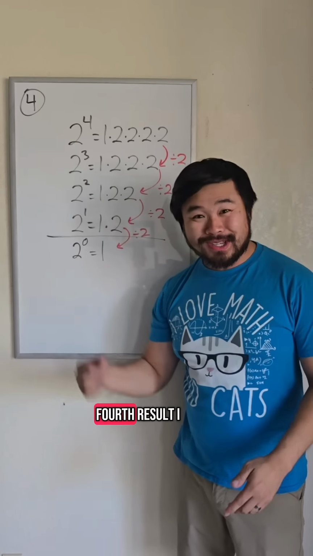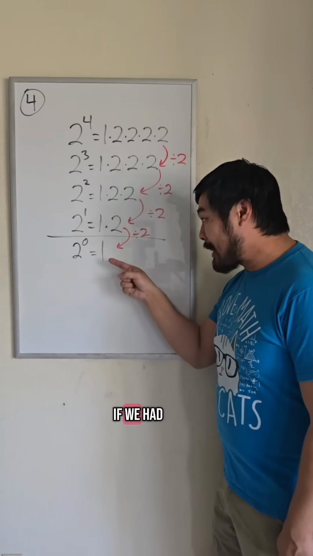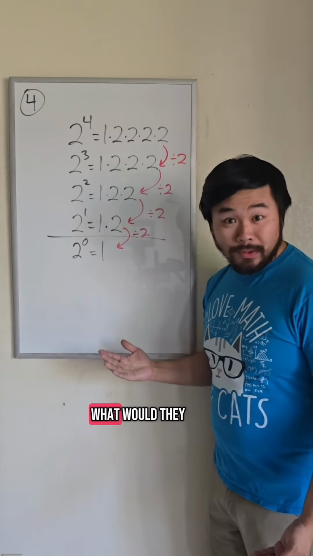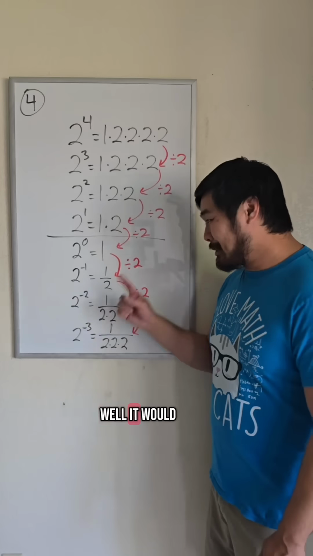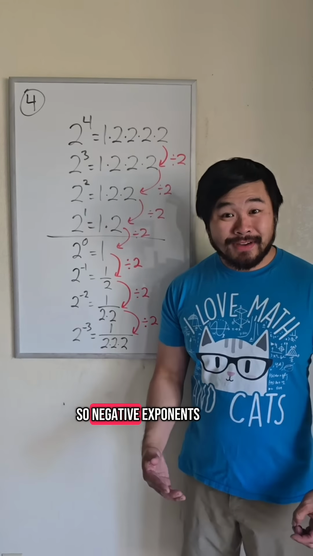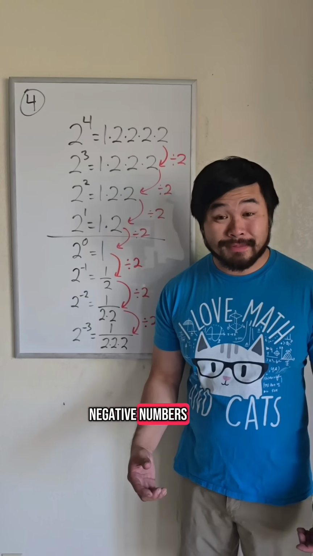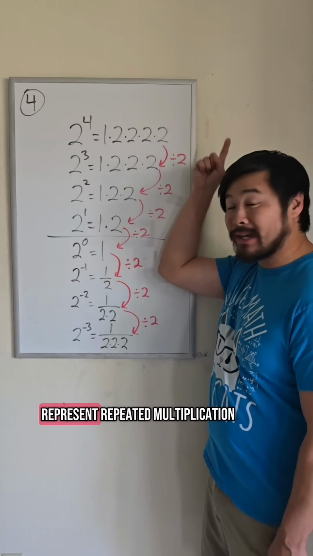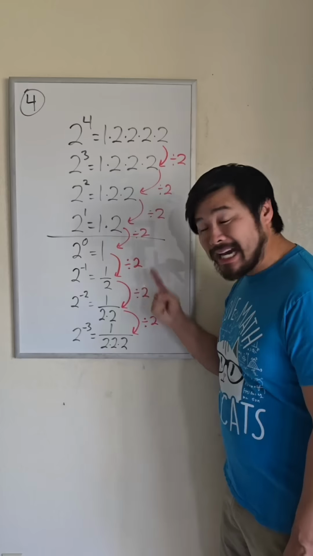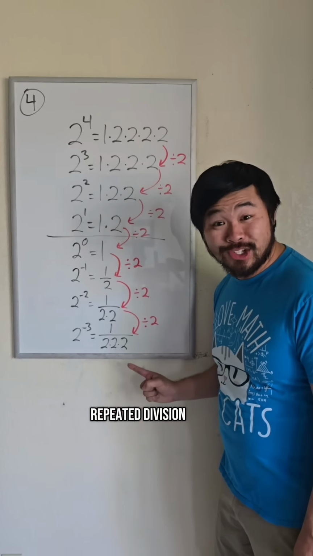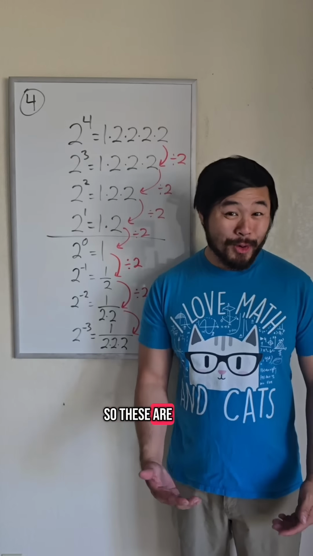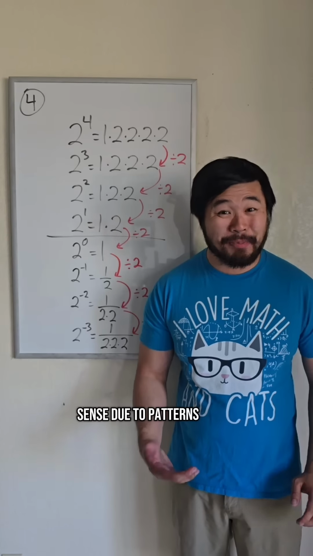And here's the 4th result I want to talk about. If we had to write the next 3 lines over here, what would they be? Well, it would look like this. So negative exponents do not mean negative numbers. As positive exponents represent repeated multiplication, negative exponents represent repeated division. So these are 4 results in math that make sense due to patterns.